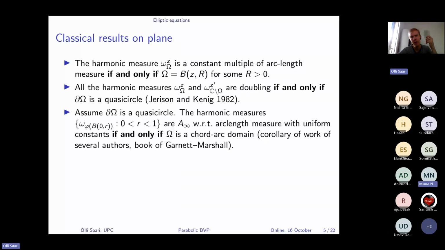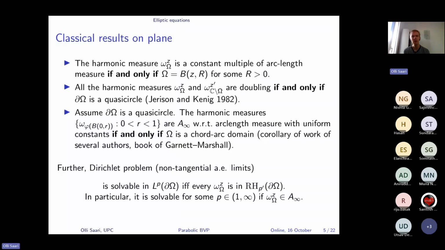And now what are the examples? The quasi-disk, or the domain bounded by a quasi-circle, can be as bad as the von Koch snowflake, whose boundary has dimension greater than 1. But a chord arc domain is better because the boundary is rectifiable. An example of a chord arc domain is any bounded Lipschitz domain. But a chord arc domain can be worse. For instance, if we have some kind of spiraling at the end of the domain, so that it cannot be described as the epigraph of a Lipschitz function, it can still be a chord arc domain.